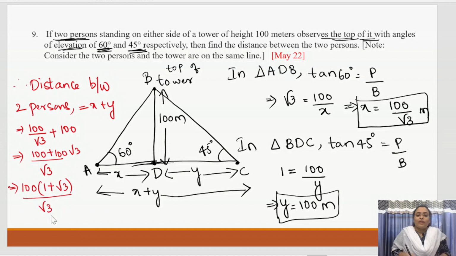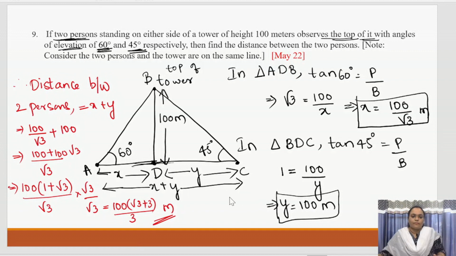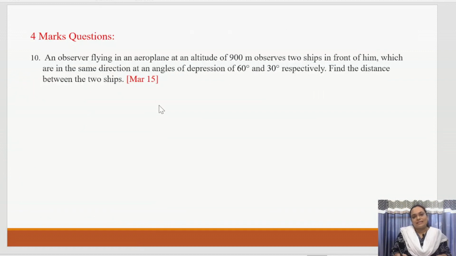So, you have root 3 in the denominator. You can rationalize. You can multiply and divide it with root 3. So, you will get 100 into root 3 into 1 is root 3 plus root 3 into root 3 is 3, divided by root 3 into root 3 is 3. Which is 100 of root 3 plus 3 by 3 meters, the distance between the two persons. Clear? Let us see the next question.